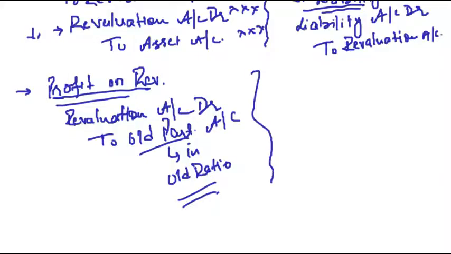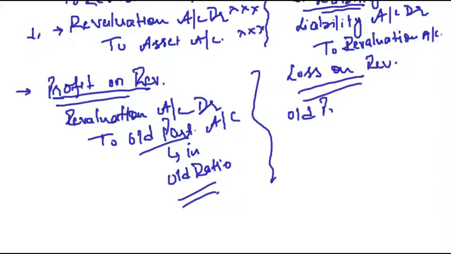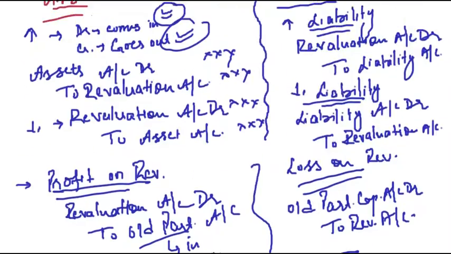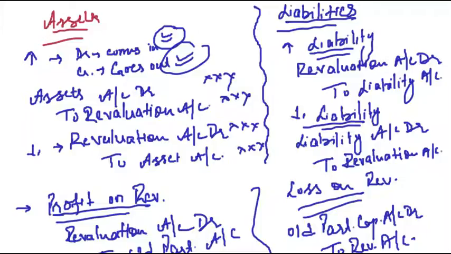Clear? Similarly, if there is a loss on revaluation, then this loss also belongs to the old partners only. They are liable for this loss. So we'll say old partners' capital account debit in old ratio to revaluation account. Clear? So these are the journal entries relating to revaluation account.